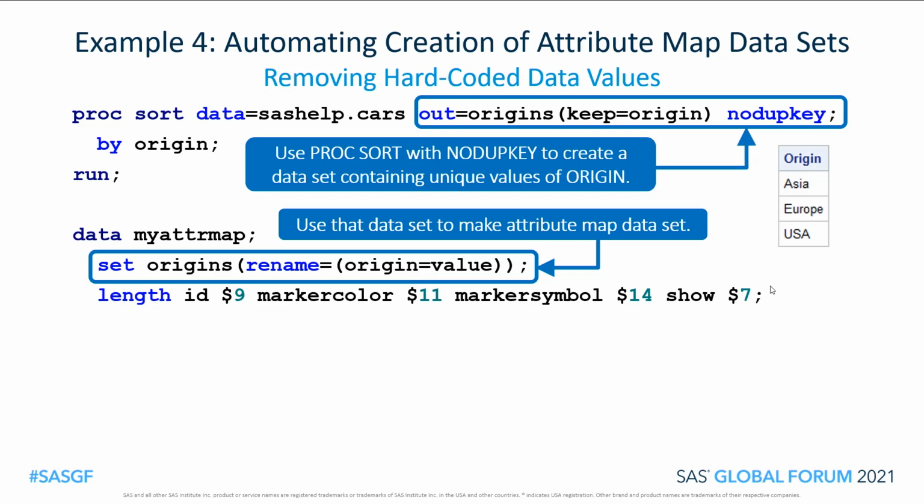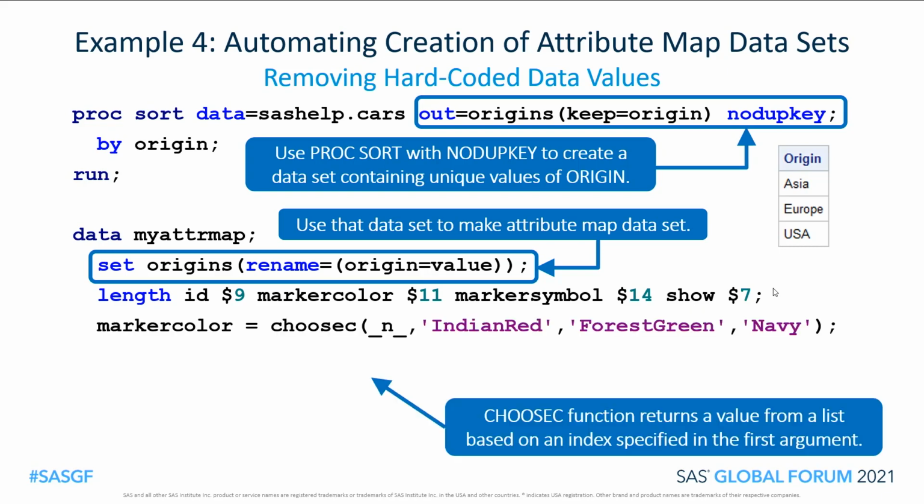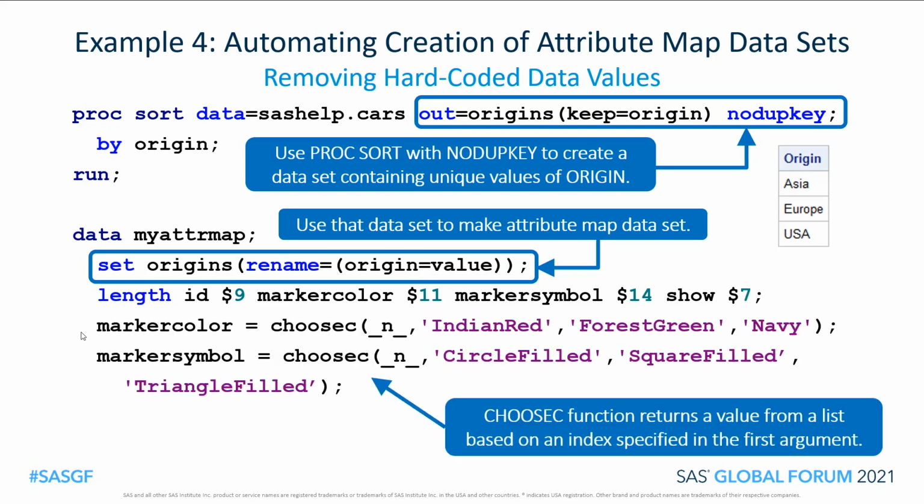And then I have my length statement, and then I have a couple of statements here to set my marker color and marker symbol. And I'm making use of the choose-C function, which is a convenient way for me to assign Indian red to the first record, forest green to the second record, and navy to the third record into the variable marker color. Choose-C simply returns an item from a list. The first argument is the index of the item you want, and the rest of the arguments are the list of things that can be returned.